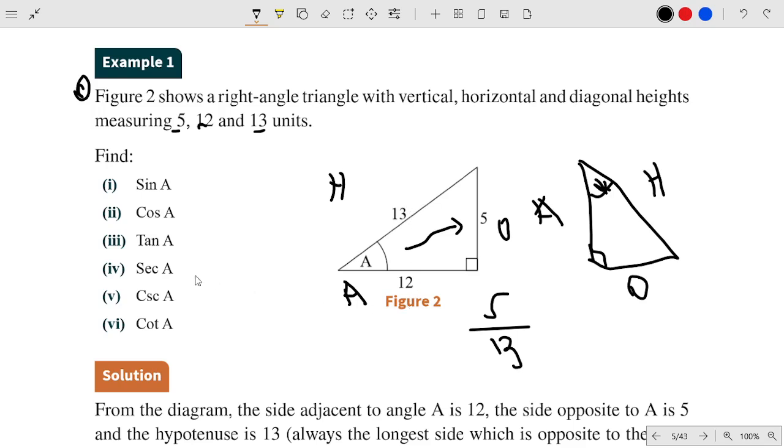Then the tan is opposite on adjacent. So the opposite is 5 divided by the adjacent, which is 12. And that will be 5 on 12. Yes.